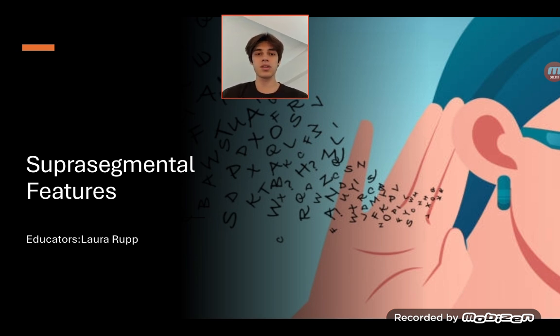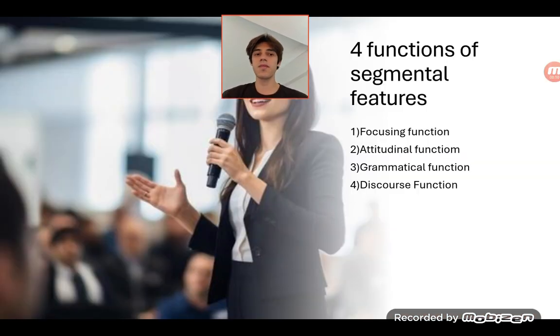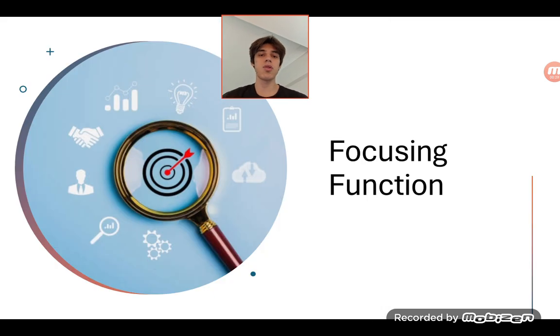So let's get started. There are four main functions of suprasegmental features. One is focusing function, two is attitudinal function, three is grammatical function, four is discourse function. I'm going to talk about them briefly in detail in the next few pages. So let's get started. Focusing function.